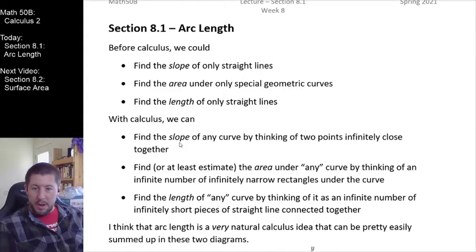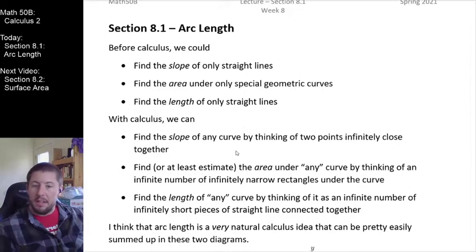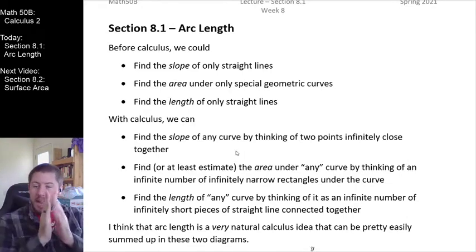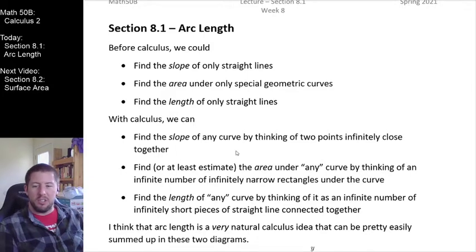Now that we have calculus, what we know is that we can use the derivative to find the slope of any curve, not just straight lines, right? And we do that by thinking of two points being infinitely close together and computing a slope between the two of them. Now that we have calculus, we can find or at least estimate the area underneath, and I'm going to say any curve here. Integration, as we know, is much more fickle than a derivative, but any algebraically defined explicit curve in 2D space, we can find the area underneath by taking an infinite number of infinitely narrow rectangles and adding them up underneath the curve, right? That's all an integral is. We're adding up an infinite number of infinitely thin rectangles.